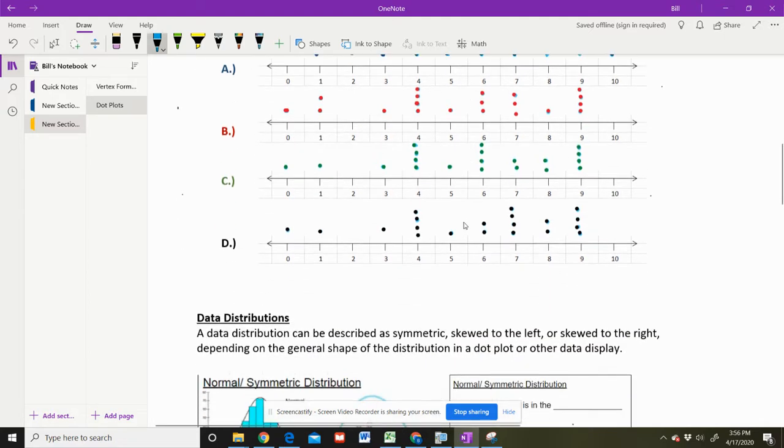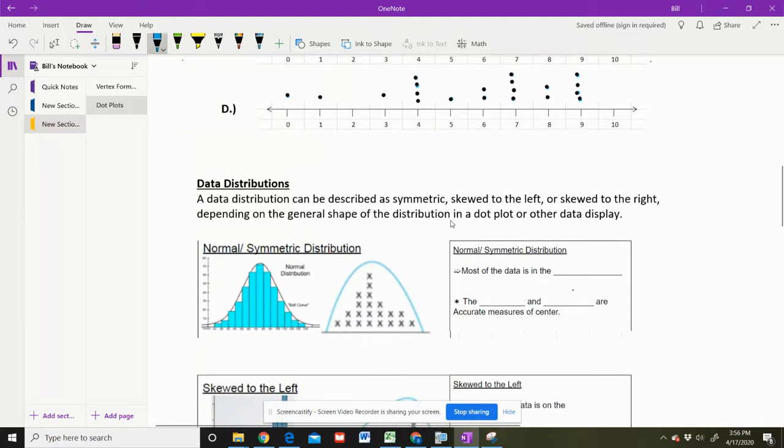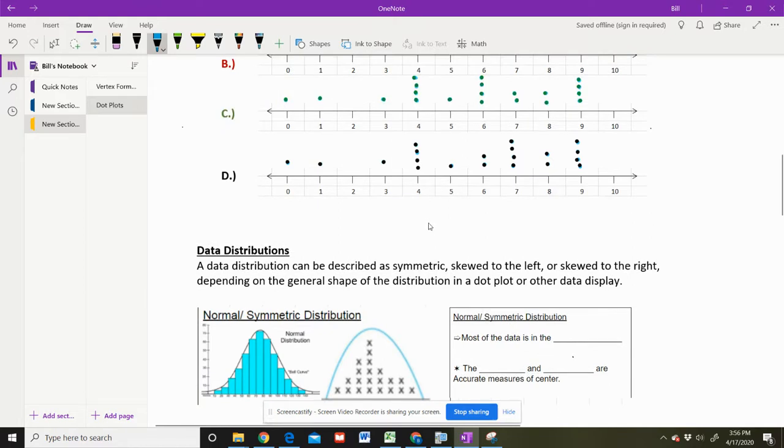All right, so now we're going to go down and just go over data distributions. A data distribution can be described as symmetric, skewed to the left, or skewed to the right, all depending on the general shape of the distribution in a dot plot or other data display.